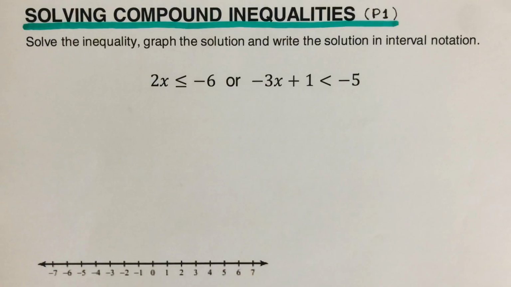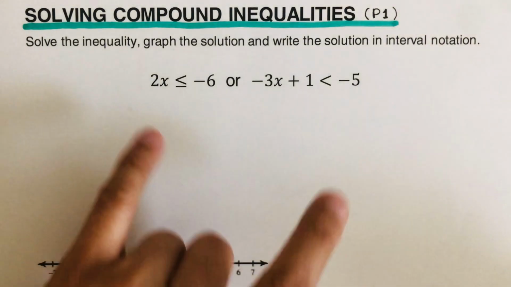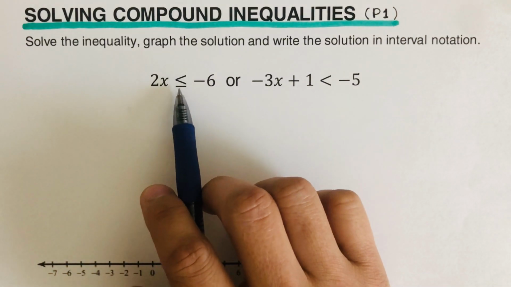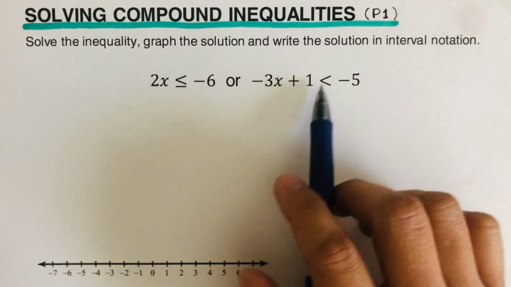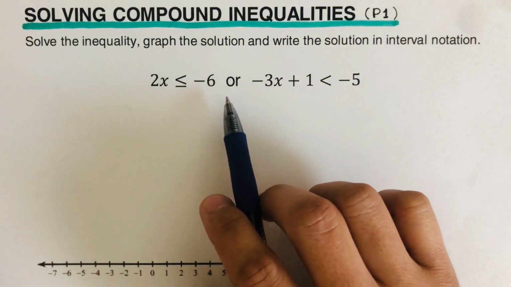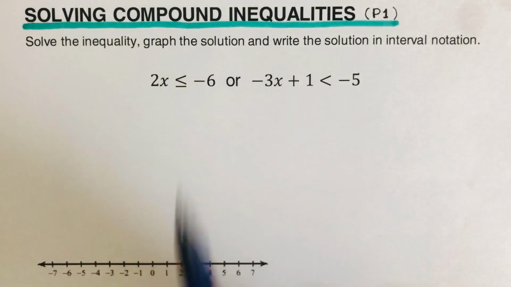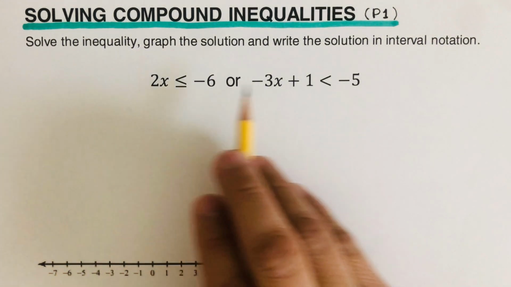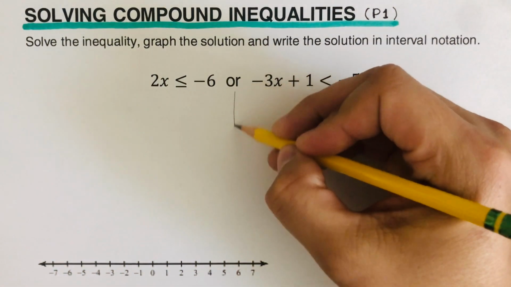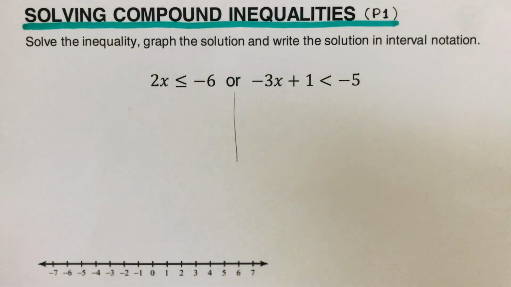Let's take this first example right here. We are supposed to solve 2x less than or equal to negative 6 or negative 3x plus 1 less than negative 5. So we have an "or" case for these compound inequalities. What we are going to do here is pretty much just solve each of these two inequalities separately. So let's start with the one on the left side.